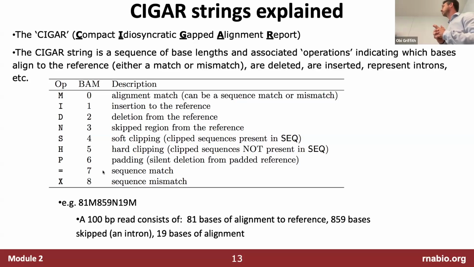And it does it with this concept of operations. The cigar string is basically a sequence of lengths and operations to tell you which bases align to the reference or don't, which bases are aligned, deleted, inserted, or potentially represent introns. So you can do something like 81M, 859N, 19M, which is a very efficient way of saying there's a 100 base pair read, which has 81 bases of match, 859 bases of gap, and another 19 bases of match.